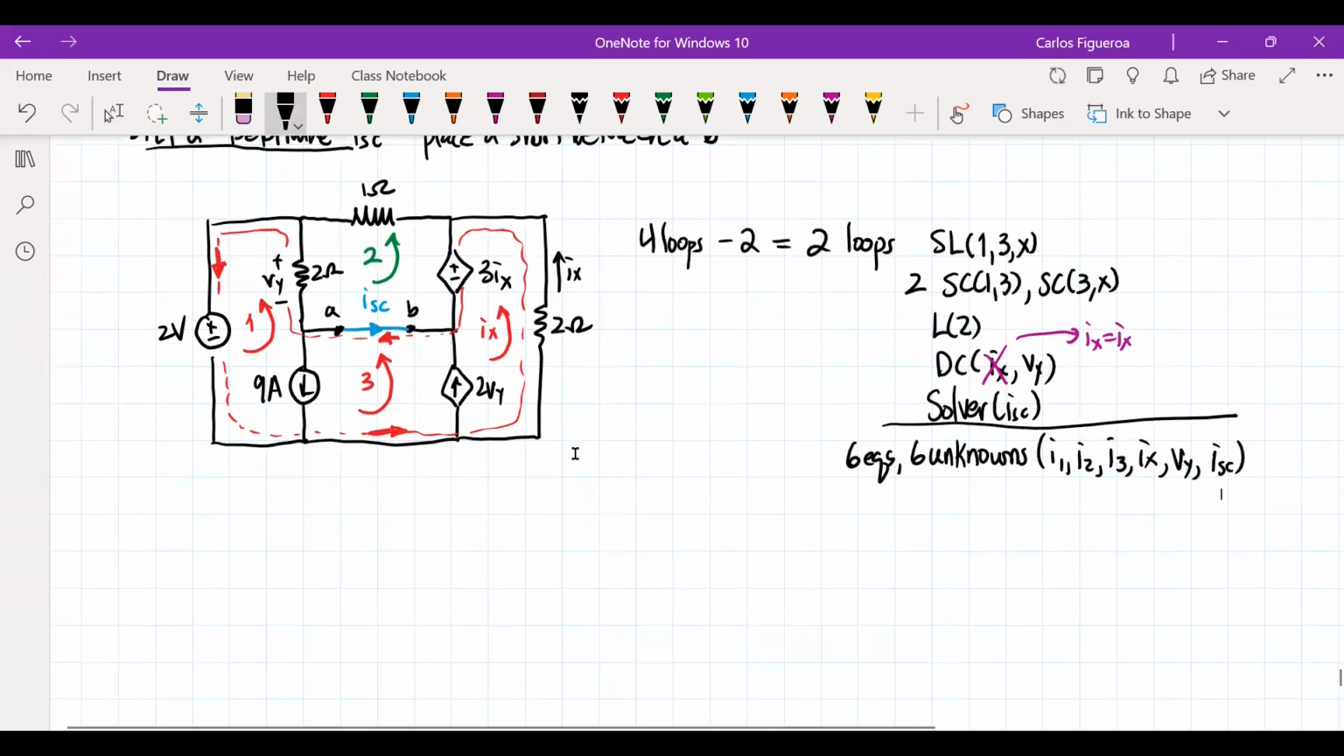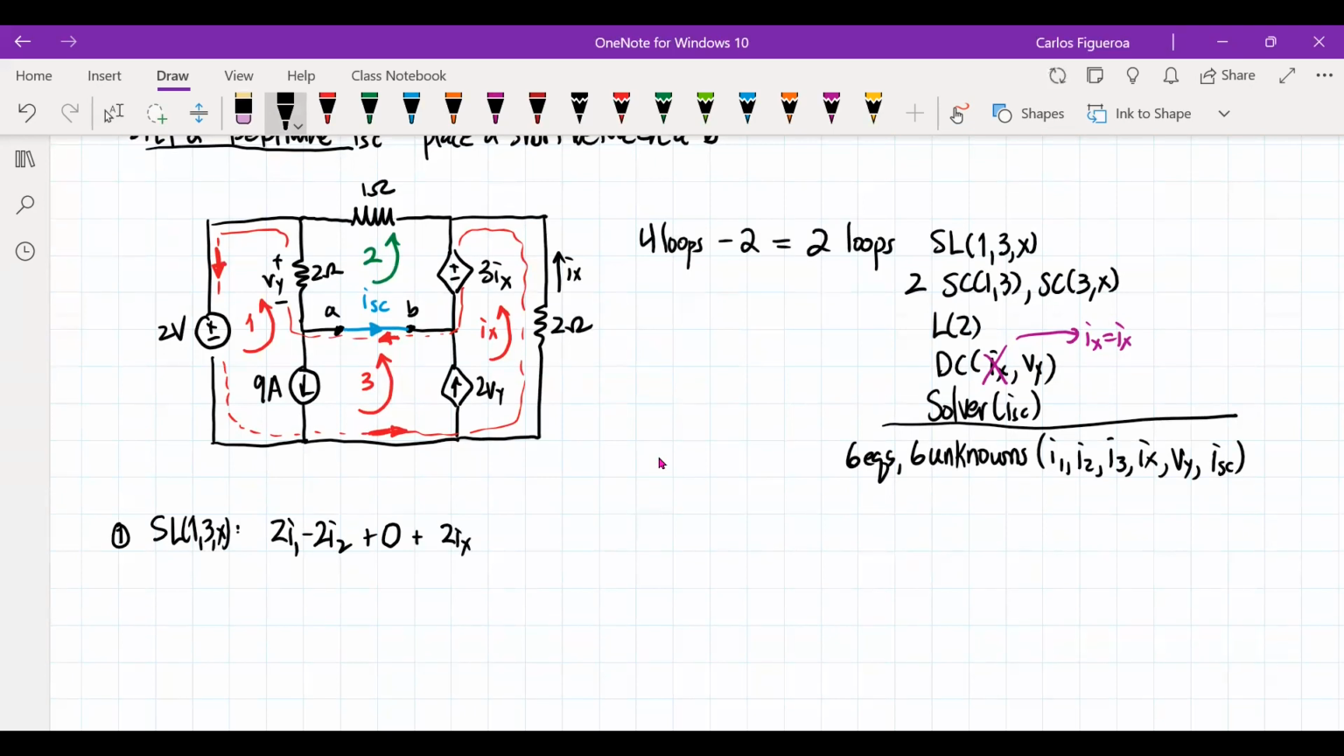So let's go do this here. If I look at my first equation, it's the super loop between 1, 3, and x. So if I do that, I see that I have 2i1 minus 2i2, right? That's for the 2 ohm in loop 1. Note that loop 3 doesn't have any, so maybe I should put a 0 here. And then for loop ix, there's only one resistor, which will then be 2ix.